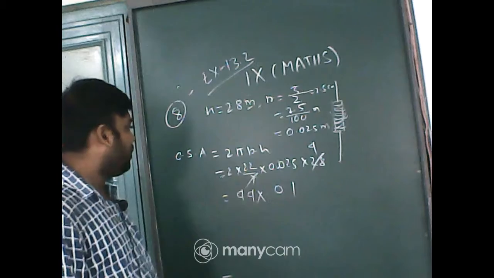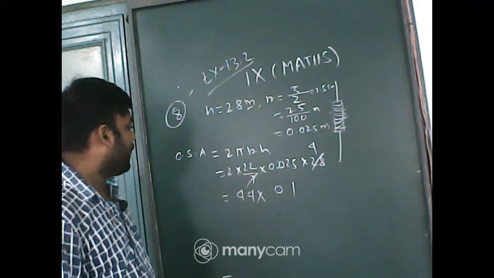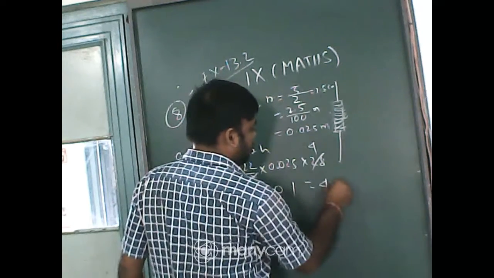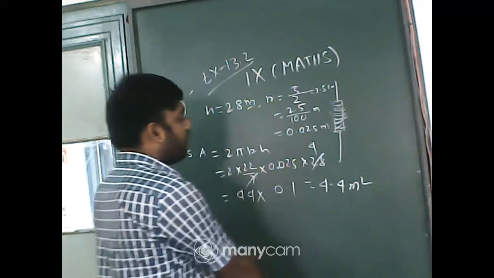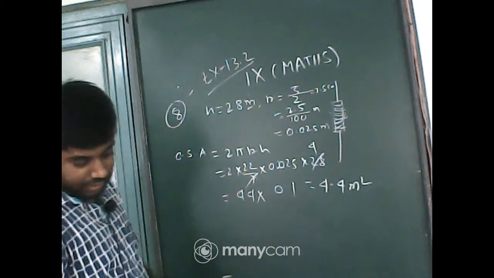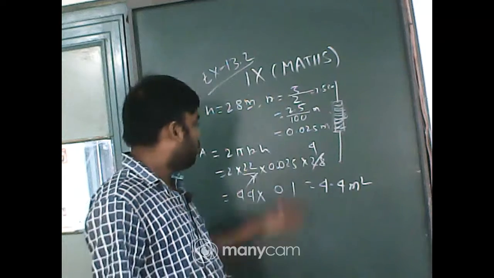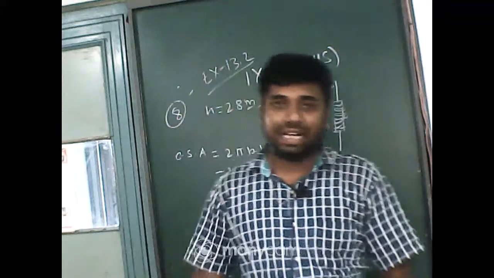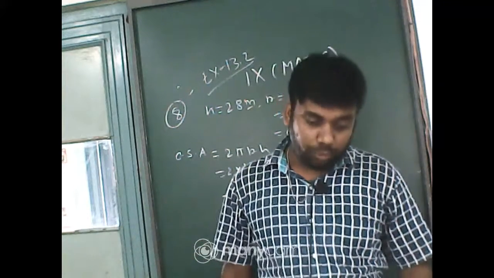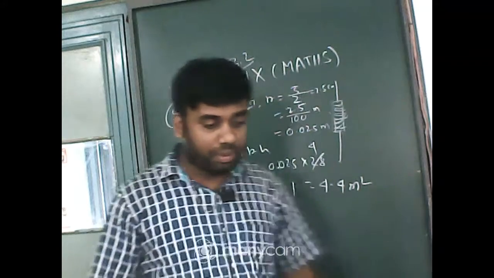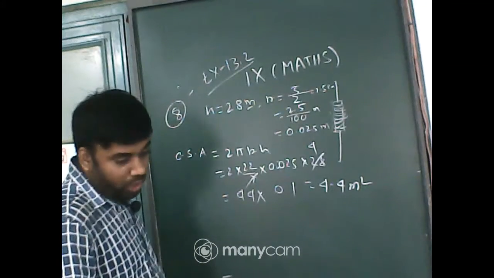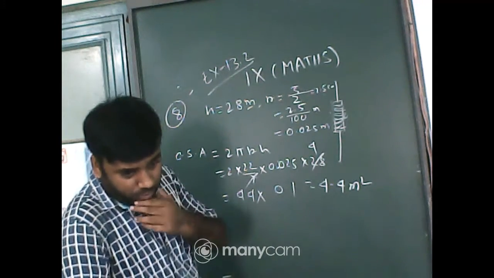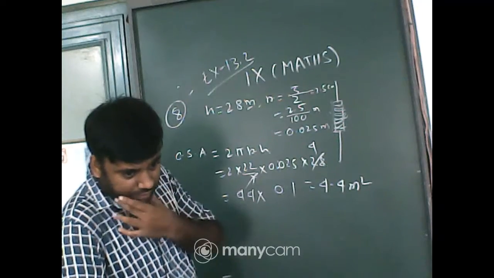So 0.1 into 44, that will be 4.4 meter square. Now is anything left, any cost or anything? No. So the radiating surface of that geyser or water heating system is 4.4 meter square. Any problem, anyone? No problem, sir. Okay, very good.